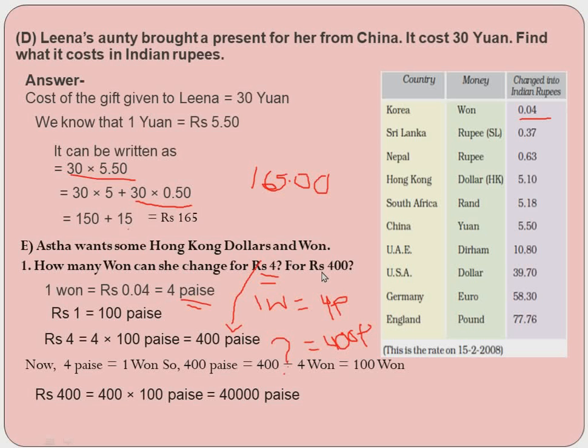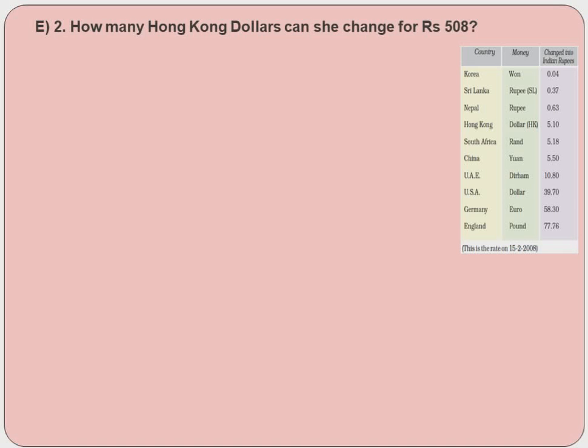Now, similarly for 400 rupees also I'll do the same thing. Convert this into paisa. So 400 into 100, that is equal to 40,000 paisa. Now same, 4 paisa is 1 won. So 40,000 paisa is equal to 40,000 divided by 4, that equals 10,000 won. Okay children, understood?